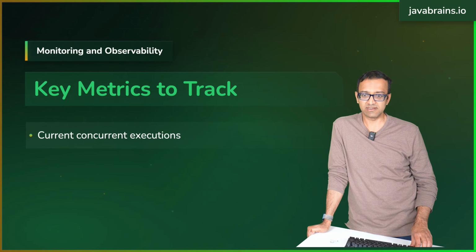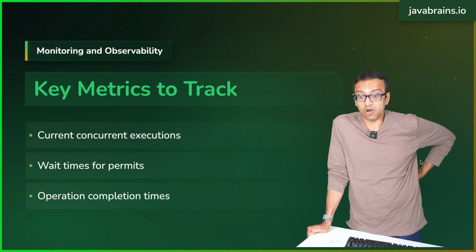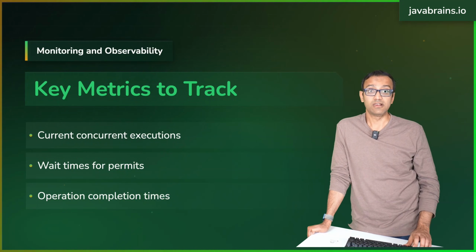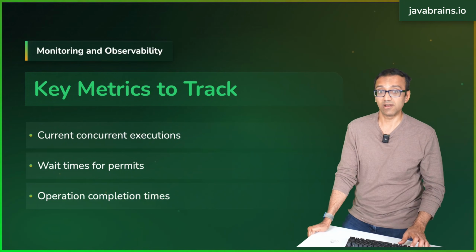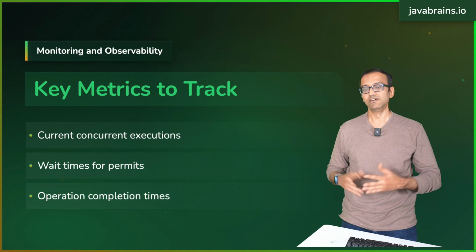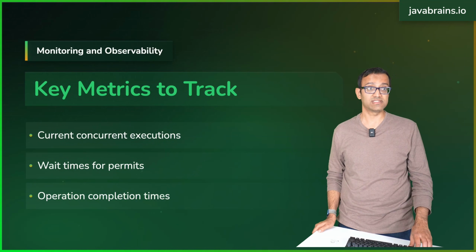Monitor concurrent connection executions, wait times, how long is something waiting, how long does an operation take to complete, which could potentially include the retry time as well. Look at the latency and figure that out. This is where Spring Boot actuator metrics really helps. If you have actuator, you can figure this out, or if you have any other ways in which you can track the metrics, you can figure this out as well.